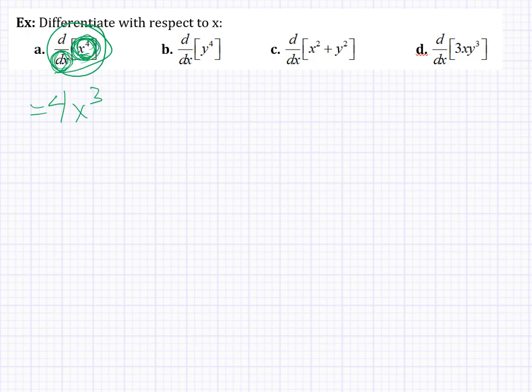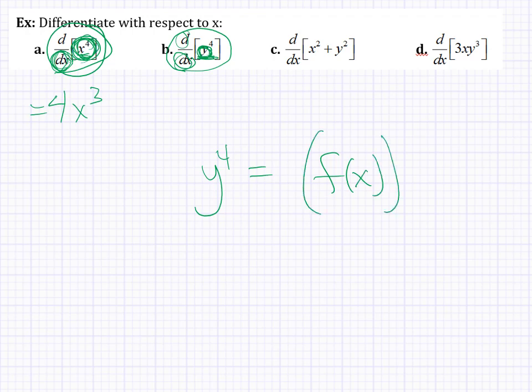However, let's look at the next one. And this next one, we're taking the derivative with respect to x of y to the fourth. Now here the variable is different, and this is where we get into the implicit component of this thing. So what we're going to do is treat y as a function of x, which it is, but think of it as a function of x that you don't know. So you could write y to the fourth as, say, some function of x to the fourth.